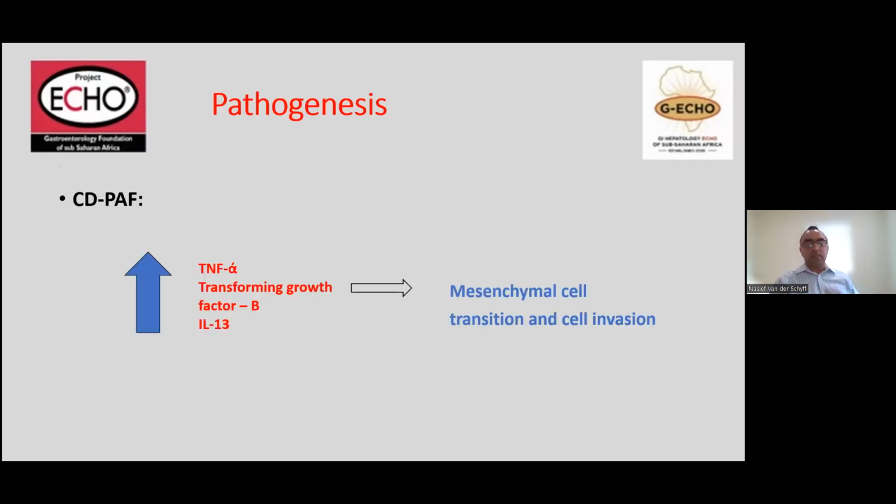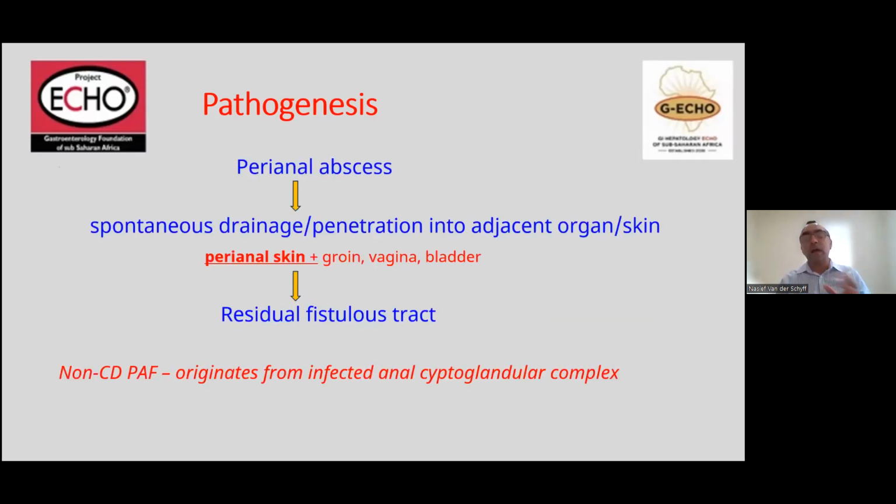In biopsies taken from patients with peri-anal Crohn's disease, there are increased levels of TNF-alpha, transforming growth factor beta, as well as IL-13, and this ultimately results in mesenchymal cell transition and cell invasion. So what actually happens is that when a patient has a peri-anal abscess, there is spontaneous drainage or penetration into adjacent organs or skin, and most commonly it is the peri-anal skin. But it is important to note that other structures may also be involved, including the groin, vagina, and the bladder.